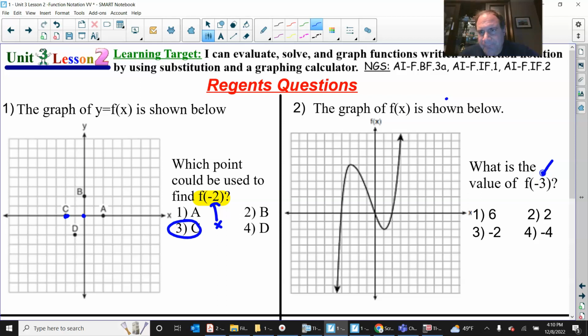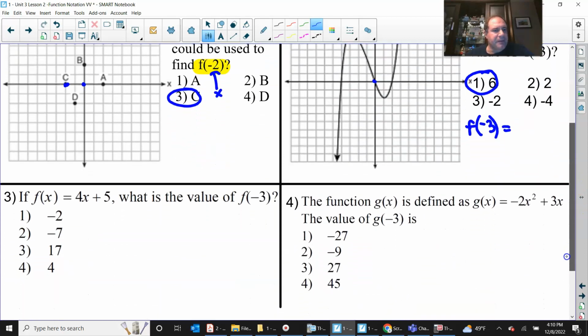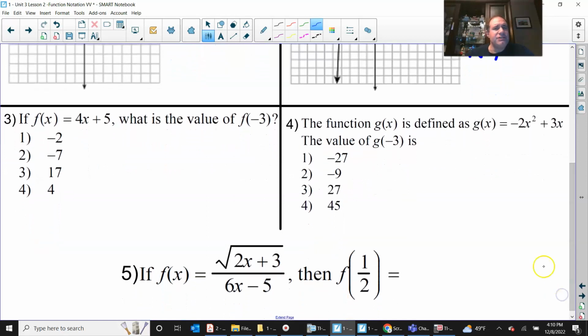Here's the x again. What's the value of y when the x is negative 3? So when you substitute this in, let's go over to x is negative 3. Negative 1, negative 2, negative 3. What's the y? 1, 2, 3, 4, 5, 6. So when x is negative 3, y is 6. That's how you do that. Look how nice and easy these regions problems are.